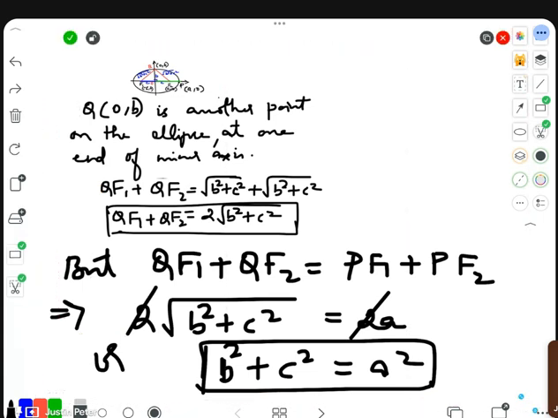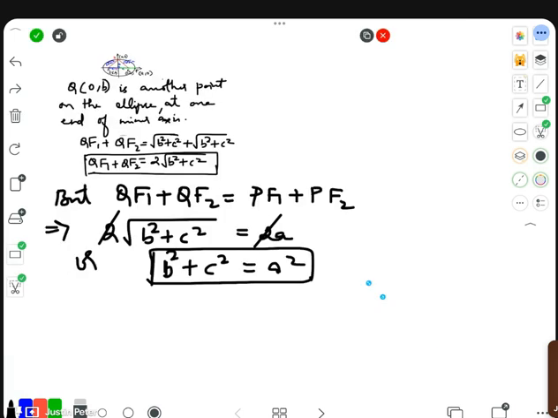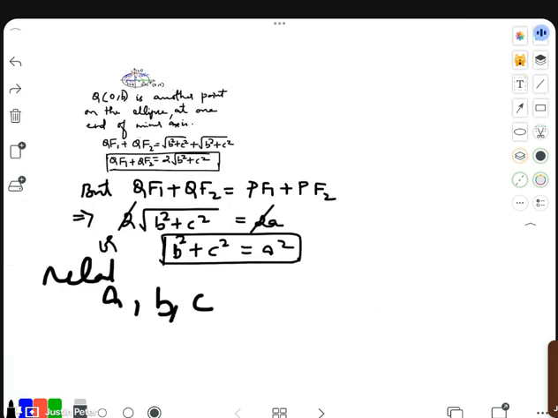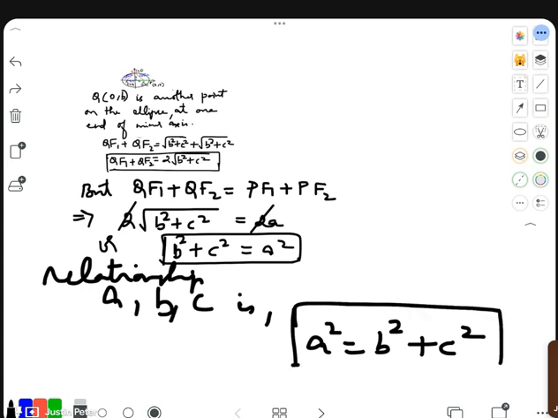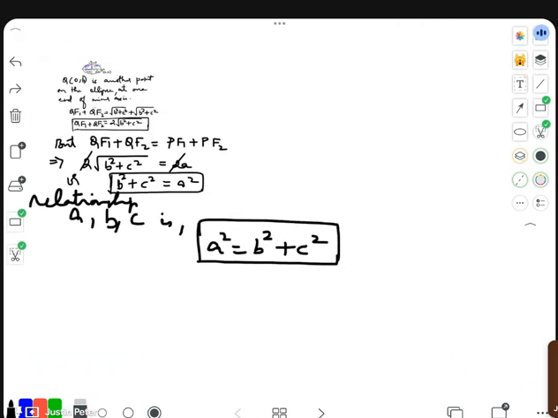So the relationship between A, B, and C is A square is equal to B square plus C square, provided A is your major axis, right? Now we can derive so many things out of this.